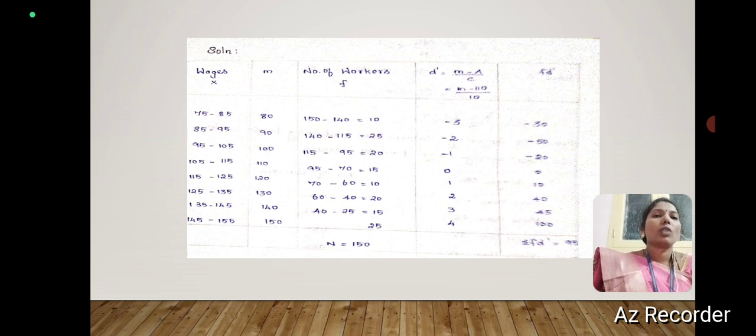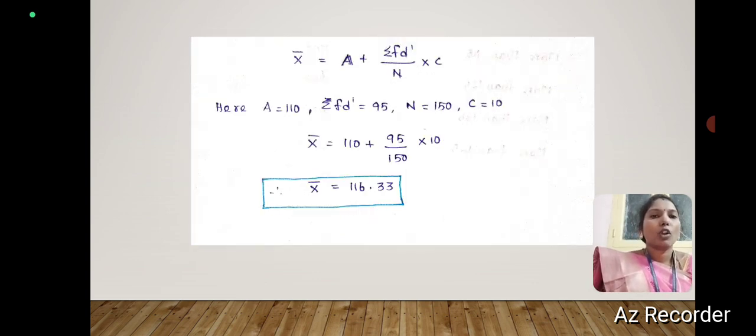And d dash equal to m minus a divided by c, and the last column is f d dash. That is summation f d dash equal to, we get the answer, and n equal to, we get the answer. And the same formula like this: x bar equal to a plus summation f d dash divided by n into c. Here a equal to 110, summation f d dash equal to 95, n equal to 150, and c equal to 10. Apply the formula, we get the answer for x bar equal to 116.33.